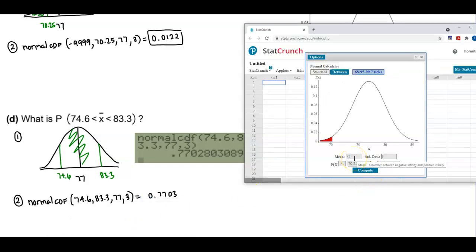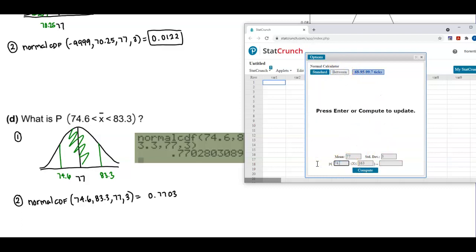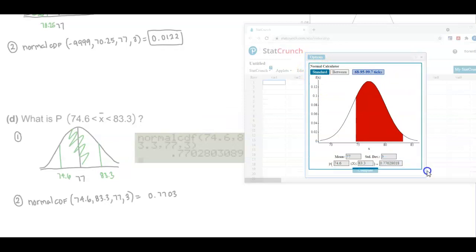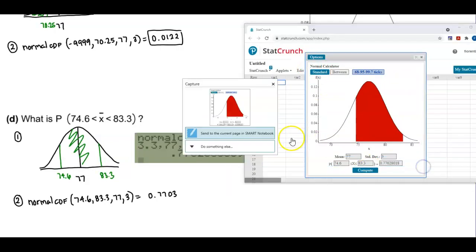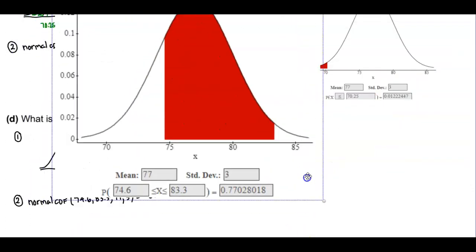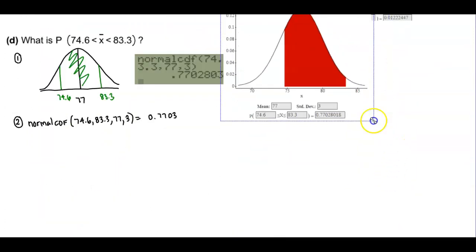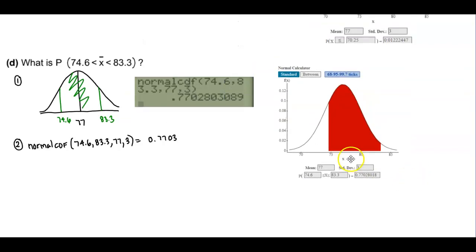Let's put that into StatCrunch. We know that the mean is 77 and the standard deviation is 3, but we want to find the area in between, so 74.6 is the lower bound and 83.3 is the upper bound. Let's compute that. When we compute that result, we get the same probability that we got using the calculator.